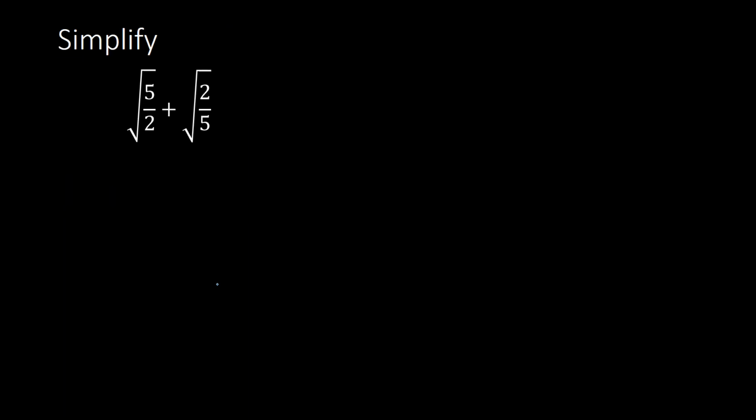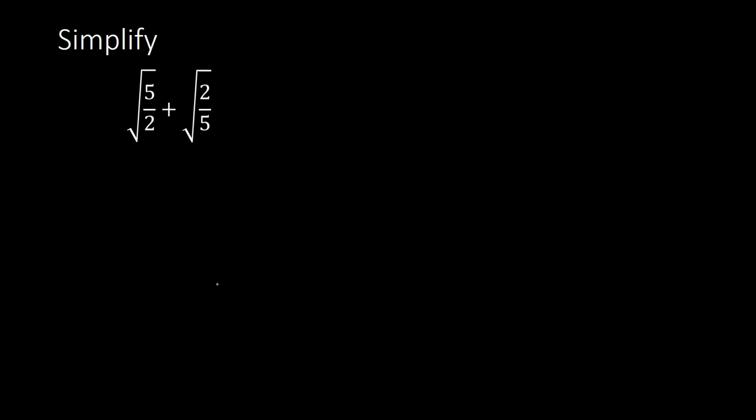Now remember, we said that if we have a radical, it is best practice to not write the denominator inside of the radical. So here we have 2 radicals that are being added together, but both are fractions. So what I need to do is get rid of the denominator inside of the radical.